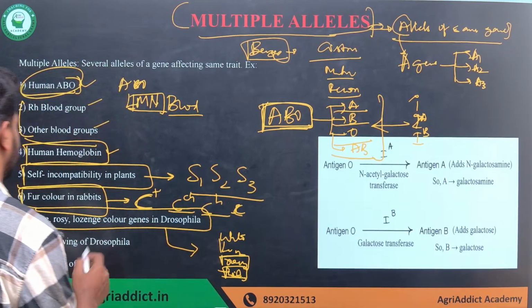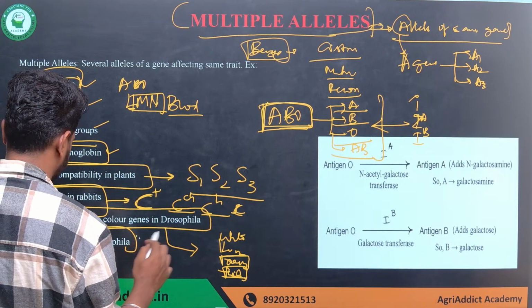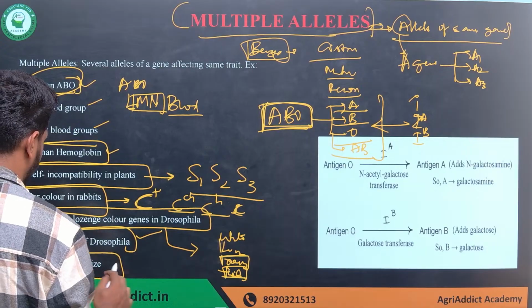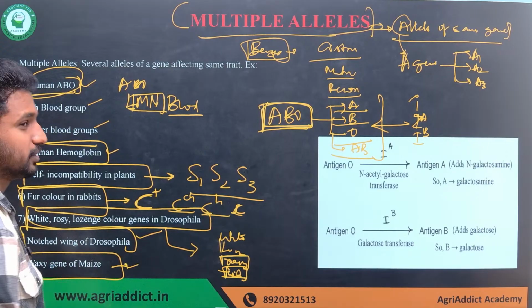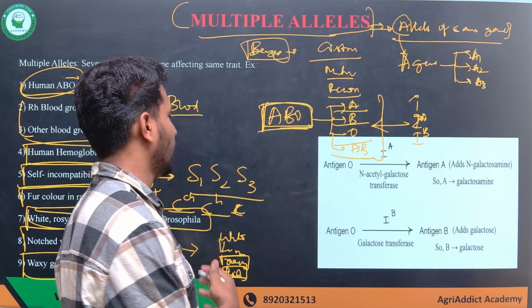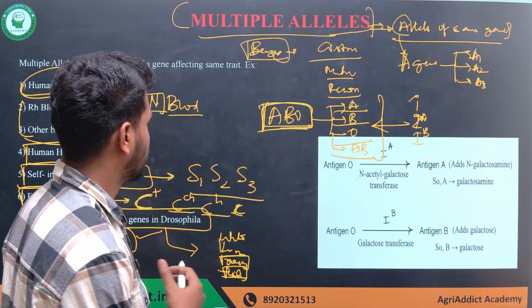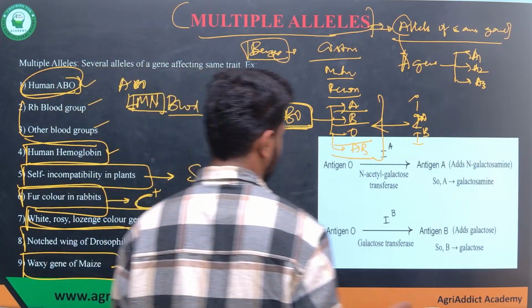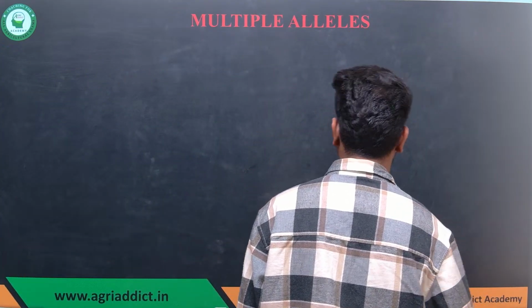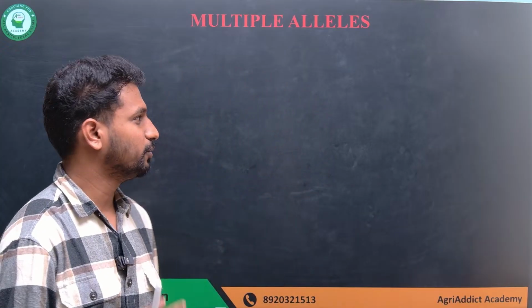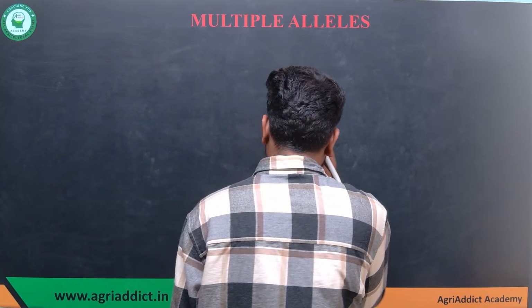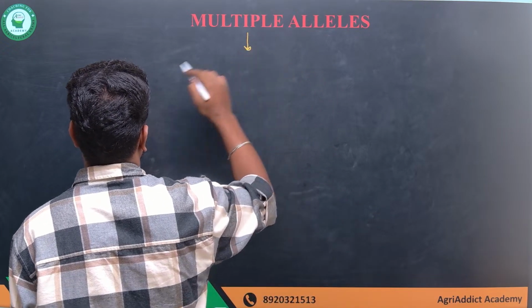Here is the example in case of Drosophila, the Notch, which is a dominant character, and the waxy gene. In these mutants, we can find several multiple alleles for a single gene. Okay, so this is the concept of multiple alleles, where these are alleles of a single gene, but they are more than two. Now, what are the different types that you get in multiple alleles?